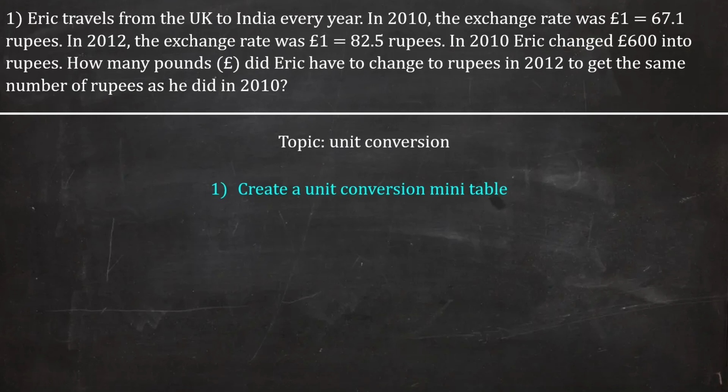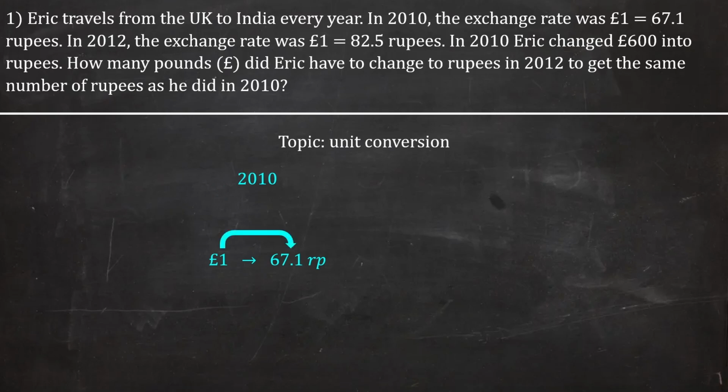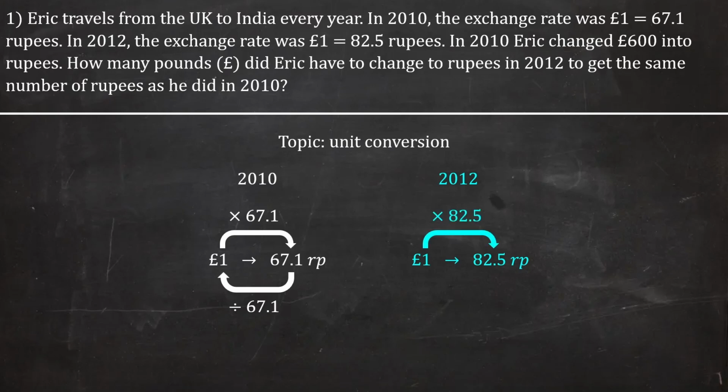This is a bit overkill, you don't need to do it exactly like this, but to explain the question it's quite good. So in 2010, 1 pound was 67.1 rupees. So to go from pounds to rupees, you times by 67.1. To go from rupees to pounds, you divide by 67.1. In 2012, 1 pound was 82.5 rupees. So to go from pounds to rupees, you times by 82.5. To go from rupees to pounds, you divide by 82.5.